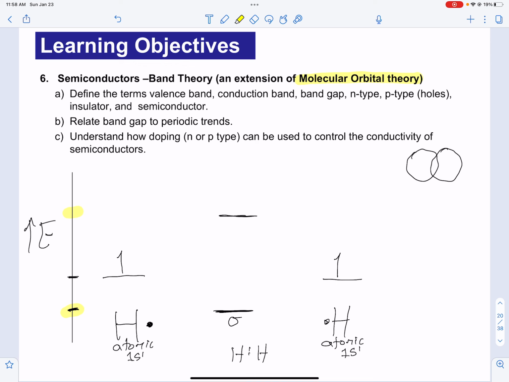So on the left side, we have one atom. On the right side, we have the other atom. In the middle, we have the molecule. And the molecule is forming because those two electrons are coming together. So this is a molecular orbital.